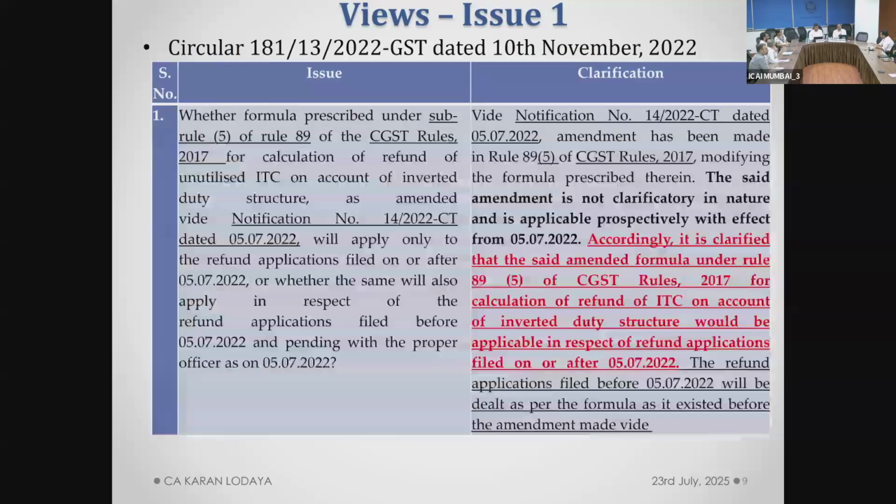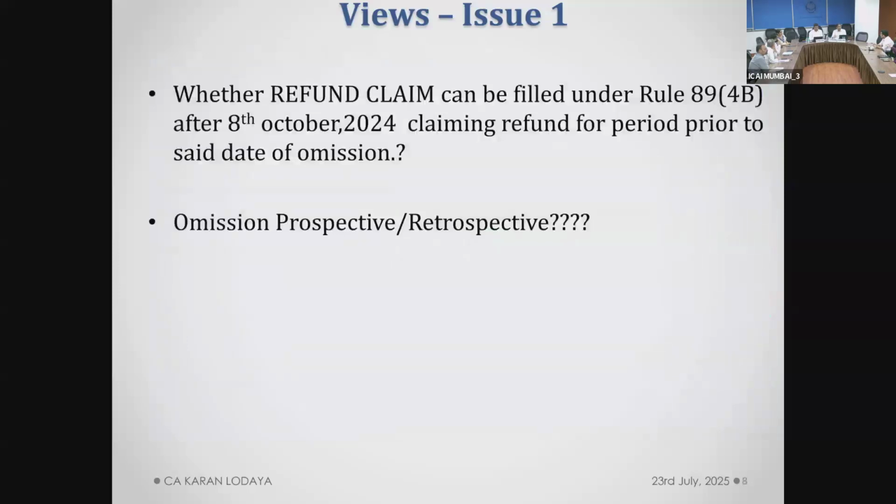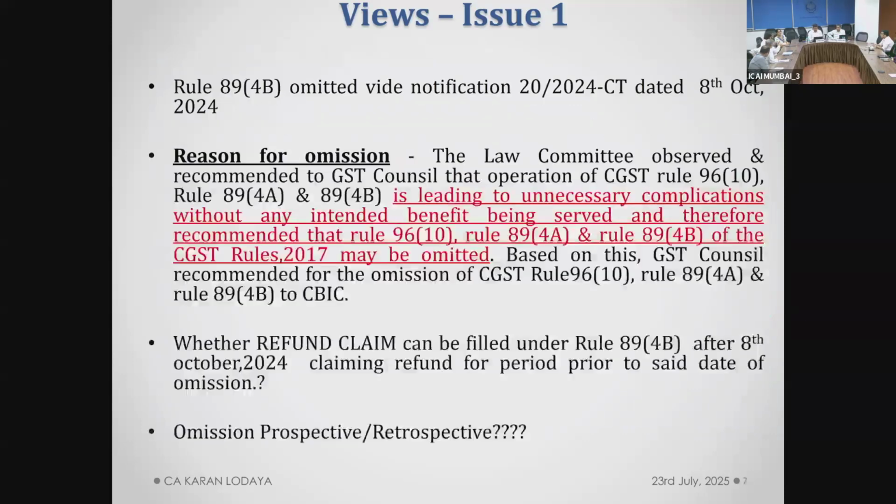So then, if it is beneficial, then it is fine, then we can. Otherwise, every time I cannot apply the same analogy, because your entitlement is not changing, it is only the manner of computation. The 89 formula was also free. Here actually there is no change in the rule. They have clarified that this was never there in it. And so you can do this.